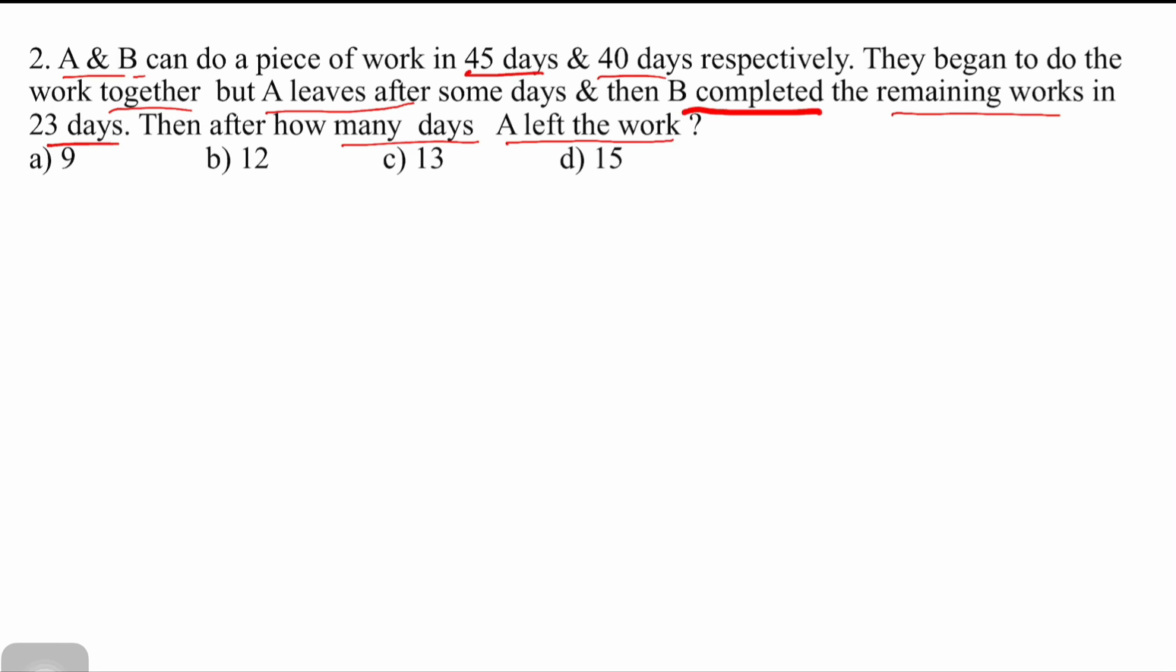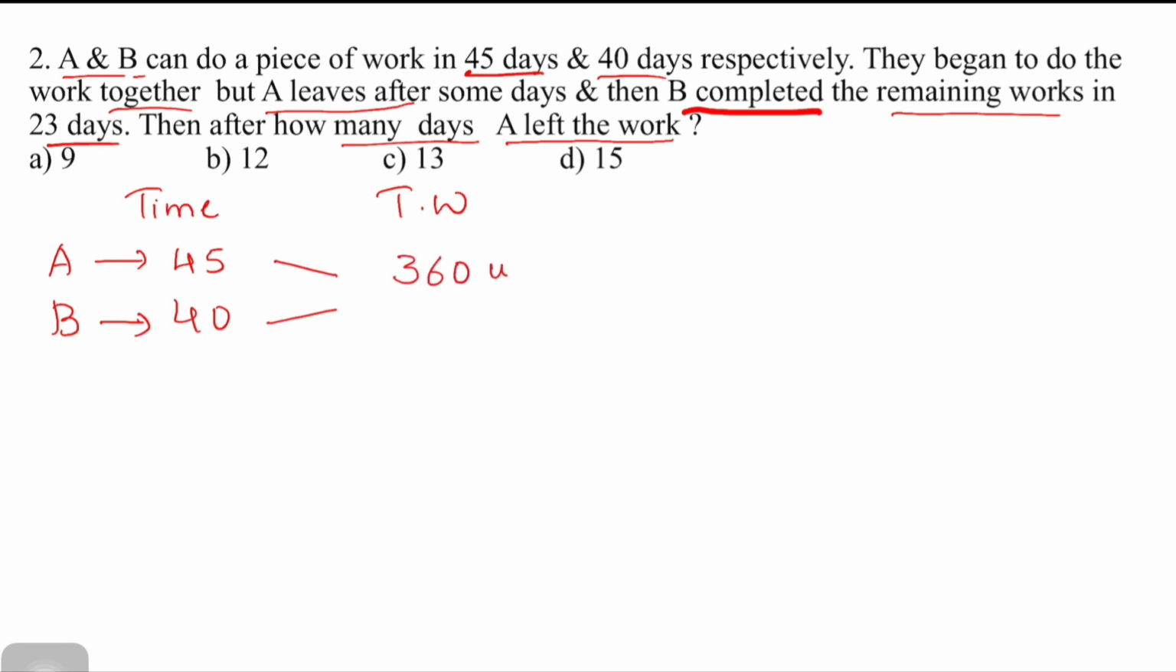First, as usual, we'll find out the time. A will complete the work in 45 days and B will complete it in 40 days. So the total work is how much? LCM of 45 and 40 is 360. So 360 units is the total work.